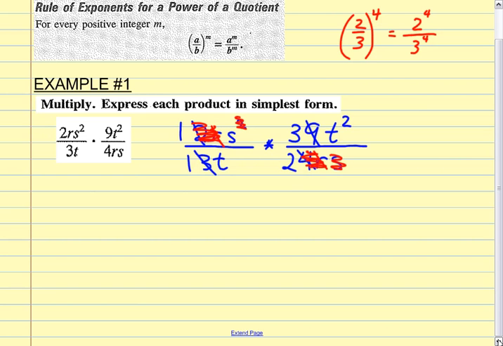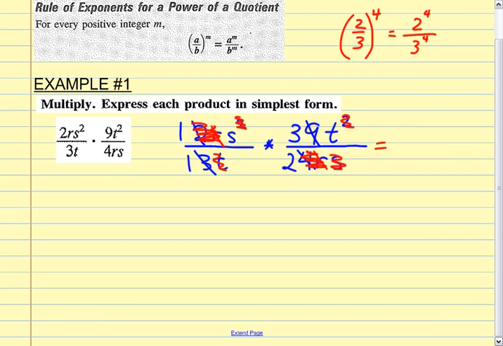Taylor, how about any T's? You got any T's that I can cancel? Bottom left? Yeah. What do I have left on top over here? Just T, right? Because it's T times T over there, so I cancel 1, I'm left with 1. So I've canceled numbers, the R's, the S's, and the T's. Now just multiply it.